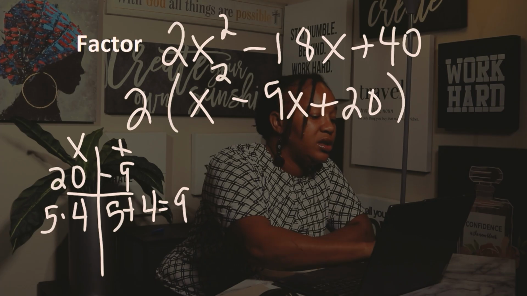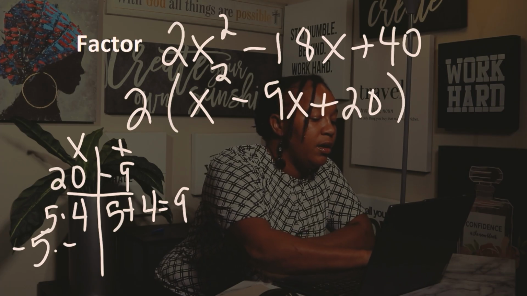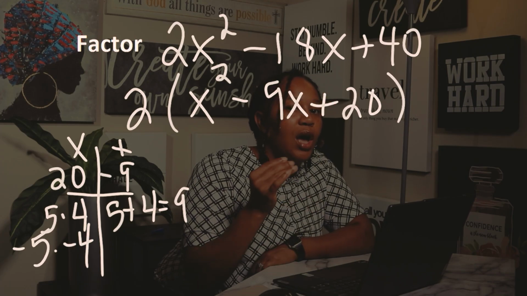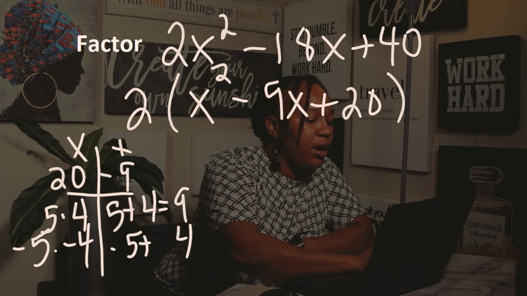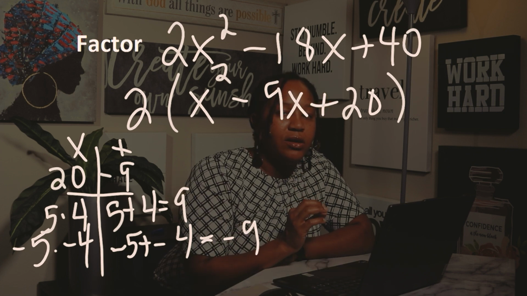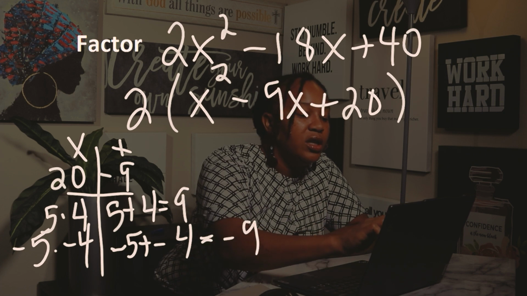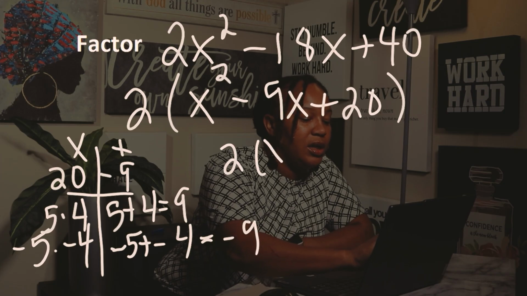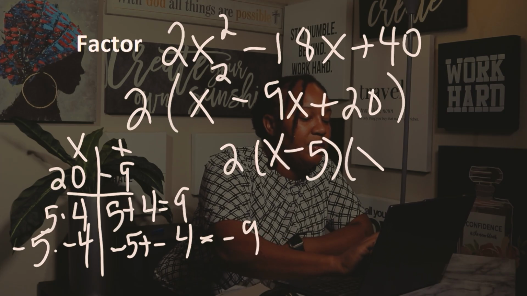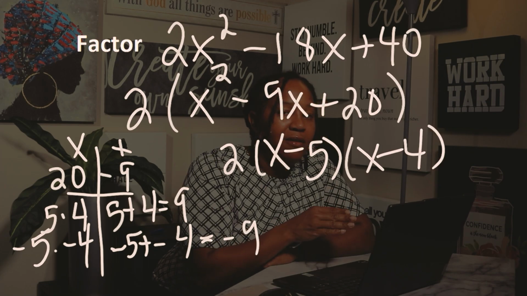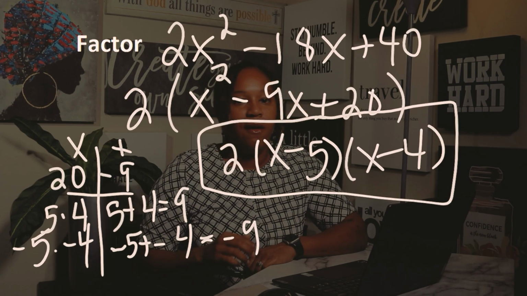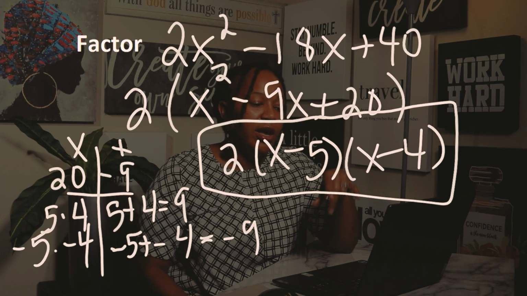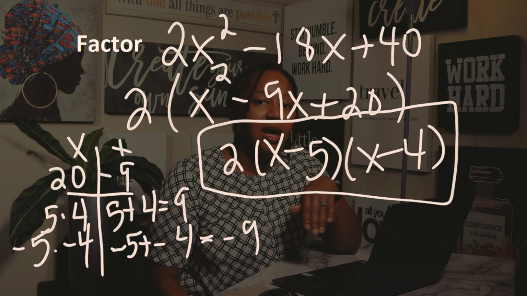So what I need to do is change the signs on both of those, because negative 5 times negative 4 is also a positive 20. And when I add negative 5 plus negative 4, that gives me a negative 9. So those are the factors that I want, negative 5 and negative 4. So the inside of that parenthesis factors into x minus 5, x minus 4. But I can't leave off that 2 in front. I have to also include that 2 in front because it was a part of the trinomial. So your final answer will be 2 times x minus 5 times x minus 4.